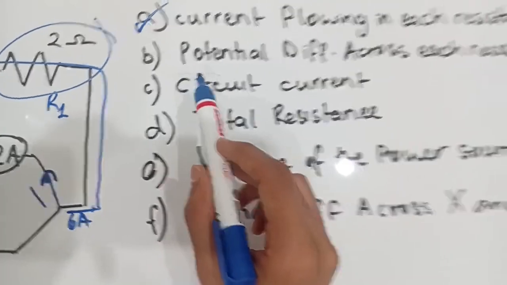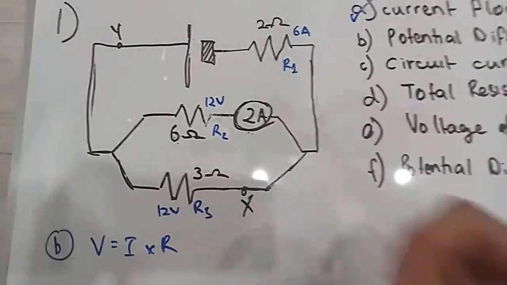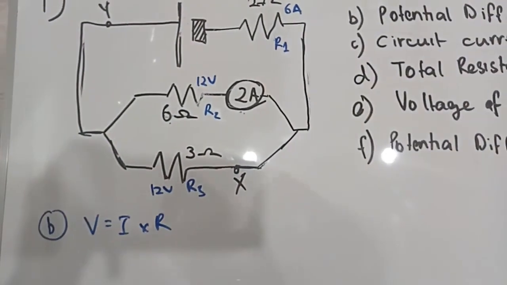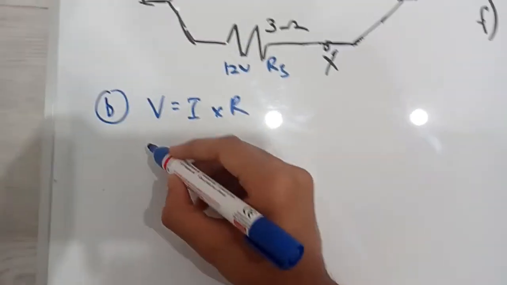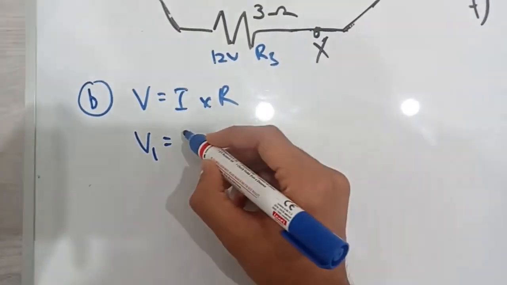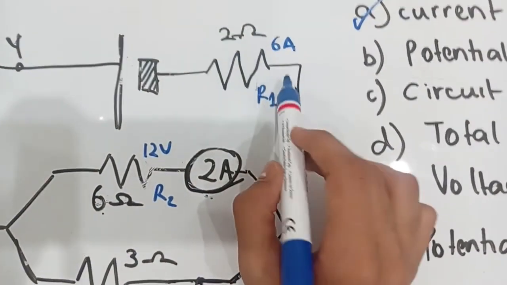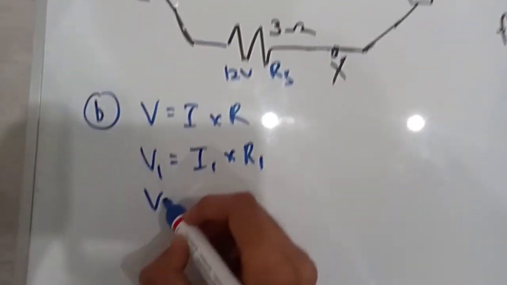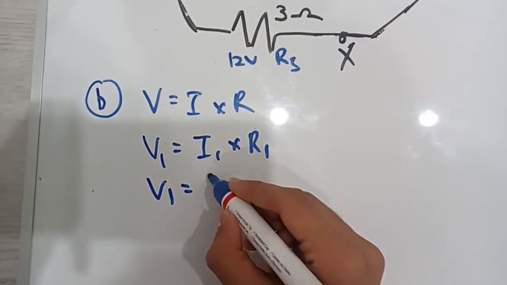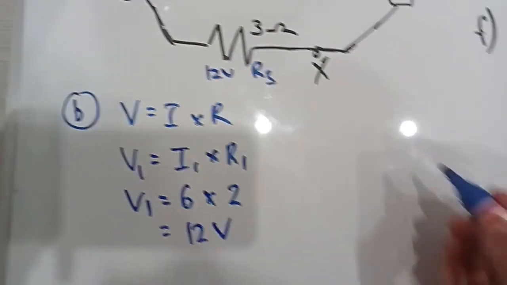Let's look at the second question. Potential difference across each resistor. Okay, so what's the potential difference across each resistor? We can simply just use Ohm's law to figure this out. So in our first case, voltage 1 equals current 1 multiplied by resistance 1. So what's our resistance? 2 ohms. We already figured out the current, which is 6 amps. So voltage 1 would equal 6 amps multiplied by 2 ohms equals 12 volts.